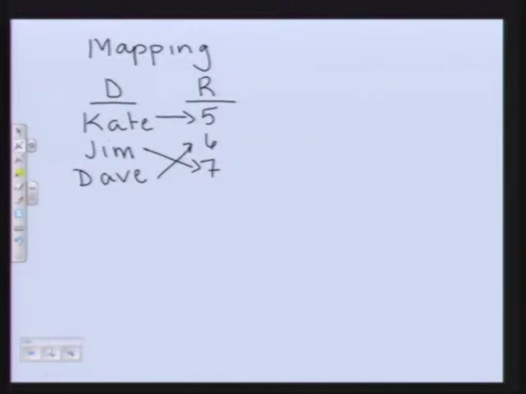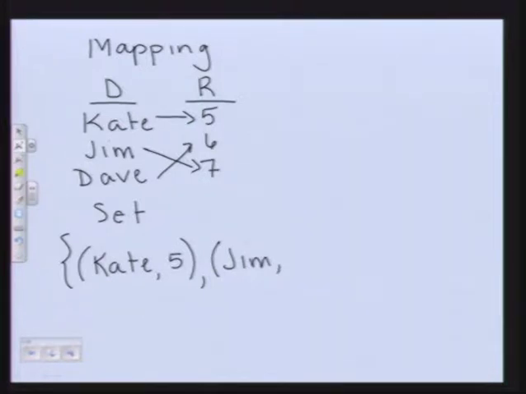If I put that as a set, it is always contained in the braces, which are the squiggly lines. My ordered pair, I'm going to have Kate, comma 5, because with any ordered pair, you're going to have your x and your y. So then I'm going to have Jim. Jim goes with 7. And last I have Dave, and he is paired with 6. And so that is another way to represent my relation.